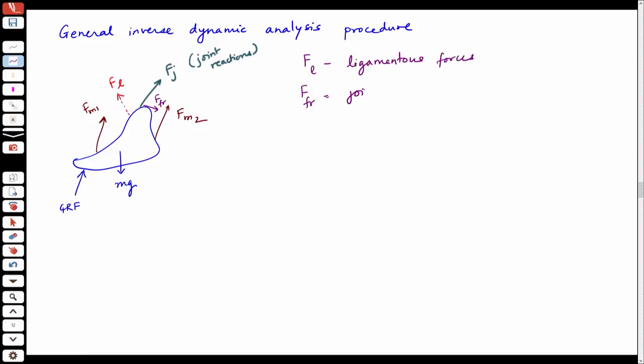The joint friction. Fj is the joint reaction force and Fm are the muscle forces. GRF is the ground reaction forces.